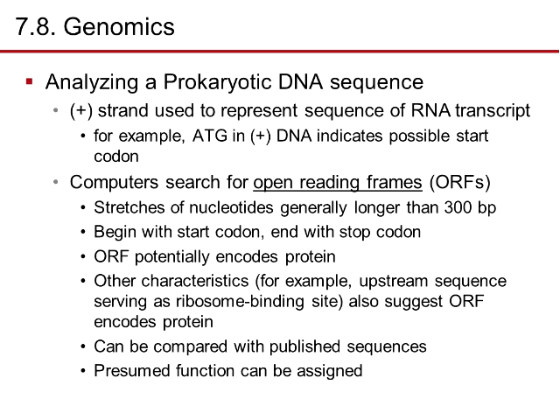So analyzing a prokaryotic DNA sequence, there's a positive strand. It's used to represent the sequence of the RNA transcript. For example, ATG in positive DNA indicates a possible start codon. Computers search for open reading frames, which are stretches of nucleotides generally longer than 300 bp. They begin with a start codon and end with a stop codon, as we talked about before. The ORF, the open reading frame, potentially encodes a protein.